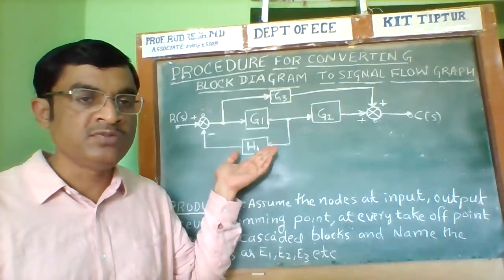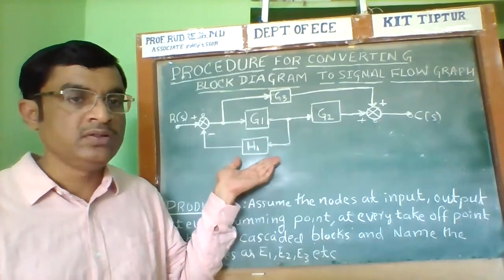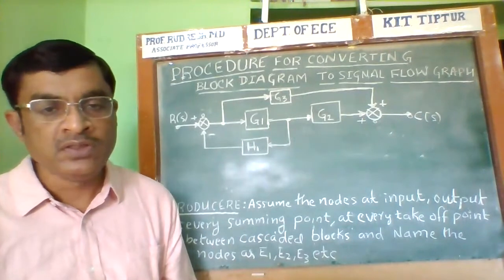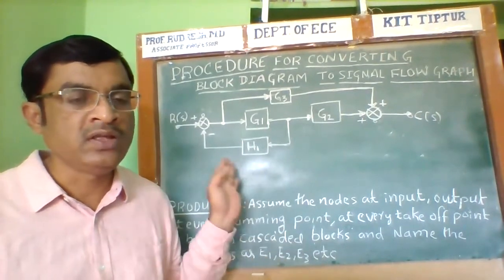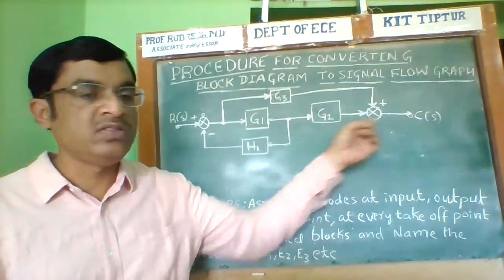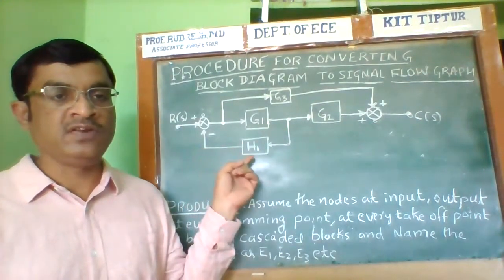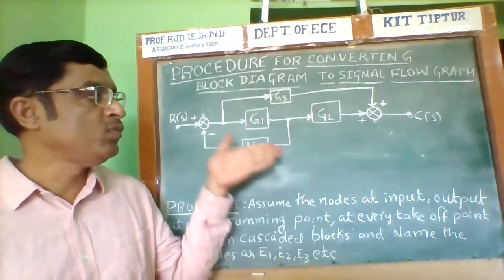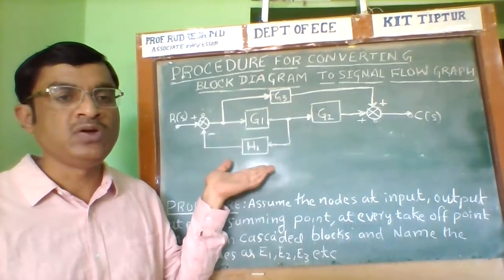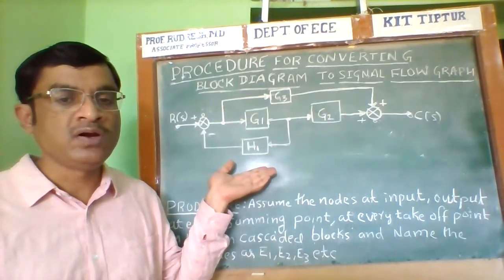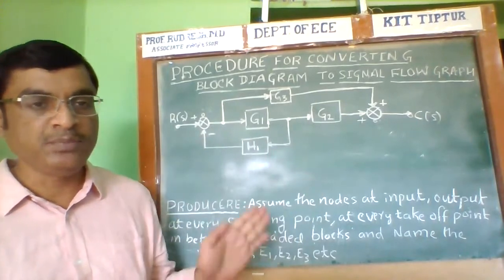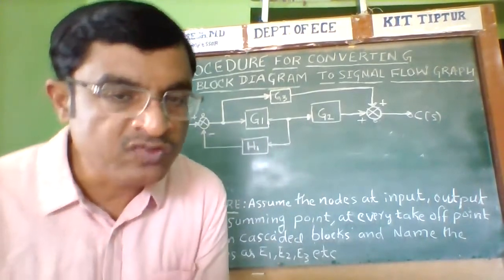If the block diagram is given, and you convert the block diagram into a signal flow graph, then we can easily apply the Mason-Skin formula. Then we can easily find out the overall gain of the system. Before that, I am going to explain how to convert the given block diagram into the signal flow graph.